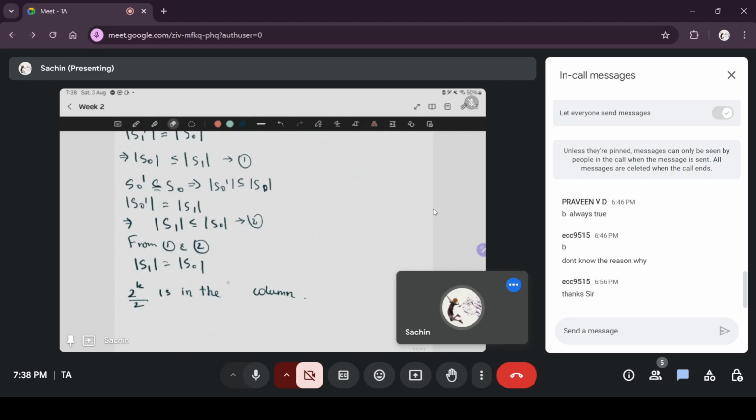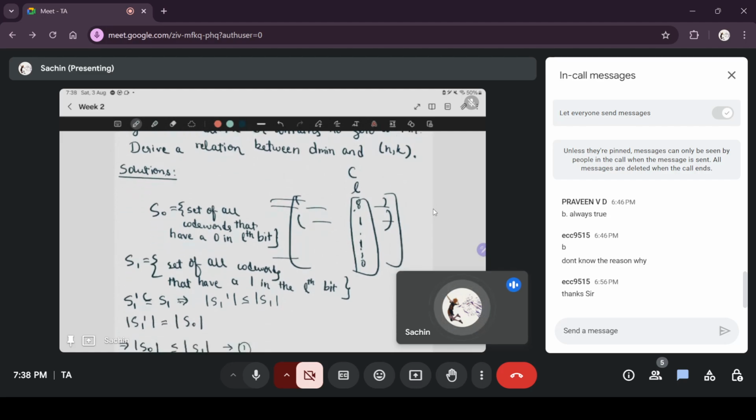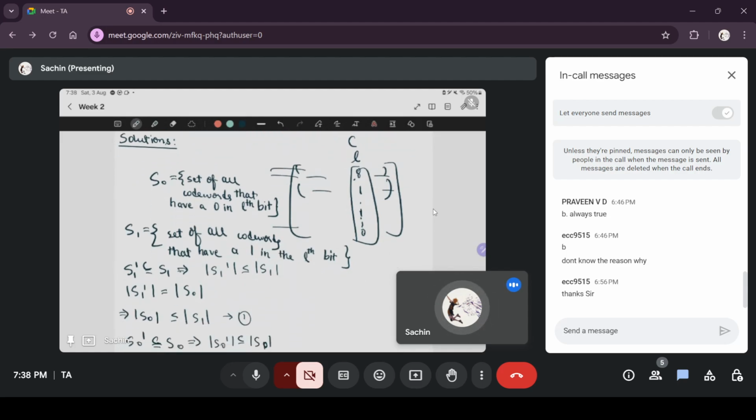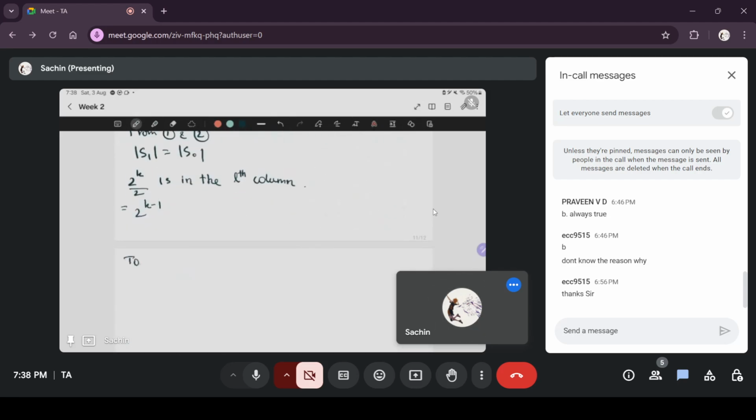So the number of ones in the Lth column is 2 power k by 2, which is equal to 2 power k minus 1. This is true for all the columns. This logic had nothing to do with which column we picked. It will be true for all the columns. So if you count the number of ones in all the columns, total number of ones.